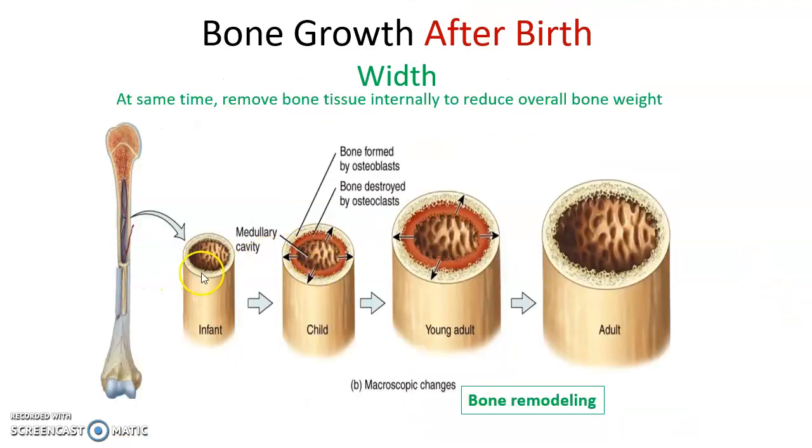Now, as the bones grow wider on the outside surface, they lose material on the inside surface. This is important so that the bones don't get very thick. We don't want the bone tissue to get too thick because then it'll be very heavy, harder to move. So instead, osteoblasts build up tissue on the outside, and osteoclasts cut away tissue on the inside so the bones don't get too thick.